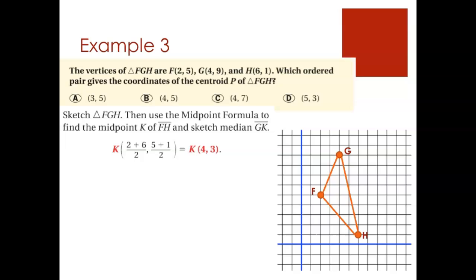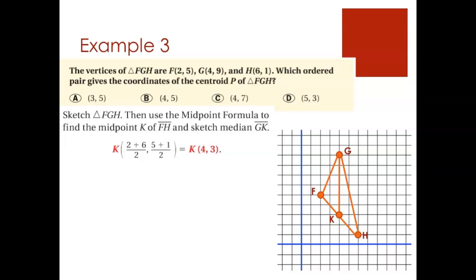Now in order to determine where the centroid P is, we're going to need to draw out one of the medians. So let's say, for example, let's find the midpoint of FH, and we'll call that K, and then we'll go ahead and sketch that median from G to K. So the midpoint would be (2 plus 6) over 2, and then (5 plus 1) over 2, that's just using the midpoint formula, and that gives us K is equal to (4, 3). Let's go and put that on our graph. We draw the line going from K to G, and now we've drawn one of the medians.